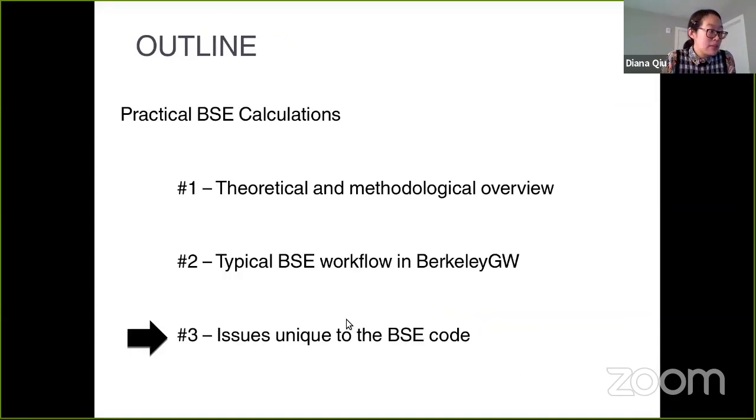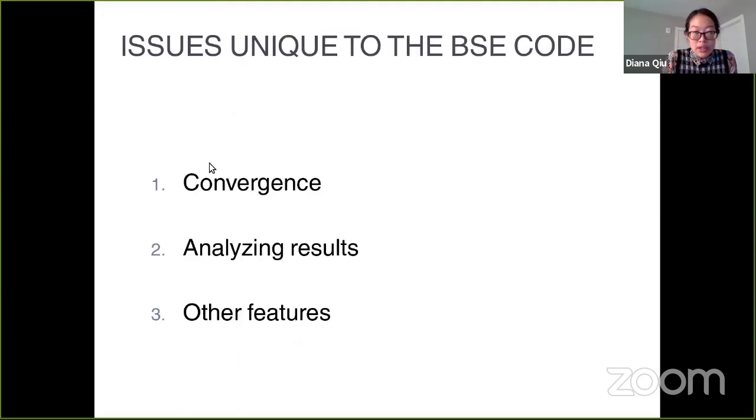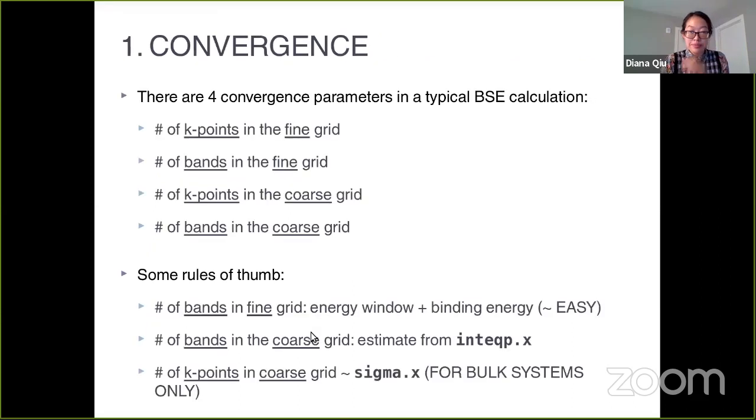So finally, I'm just going to briefly discuss a few other technical issues unique to the BSE code. We have a lot more parameters in BSE, and so we need to converge those, and then we'll look at how we can analyze our results and some other features of the code.